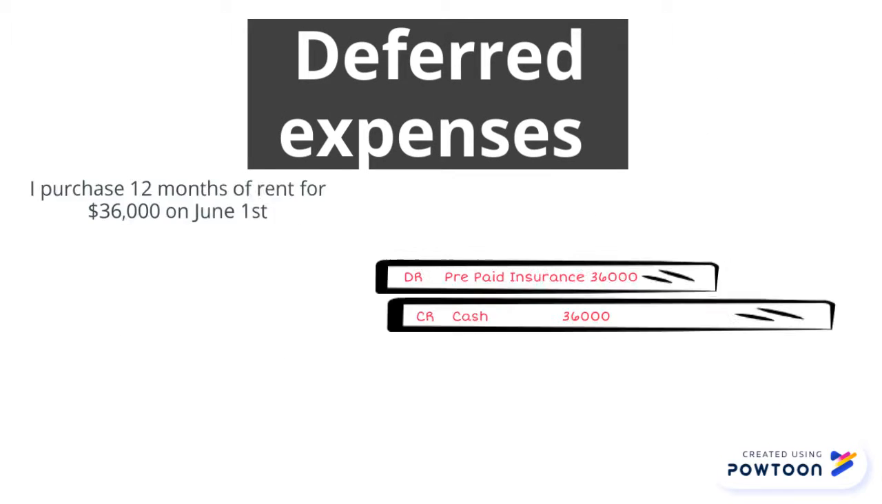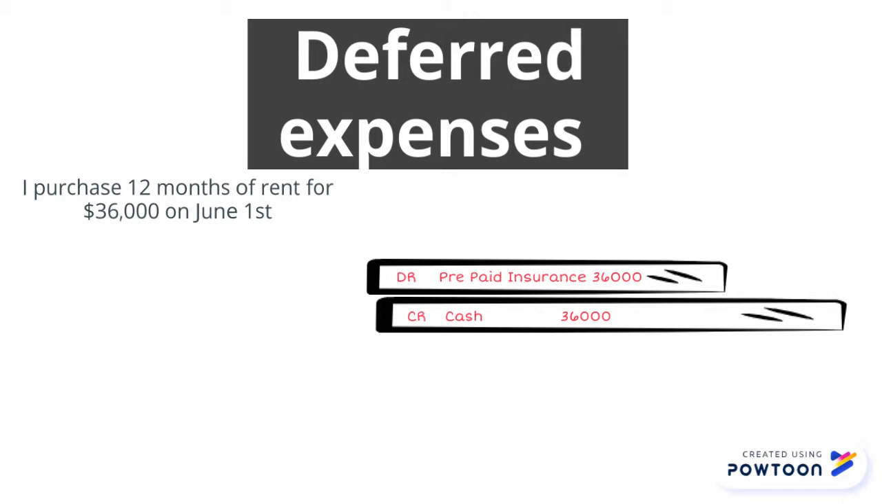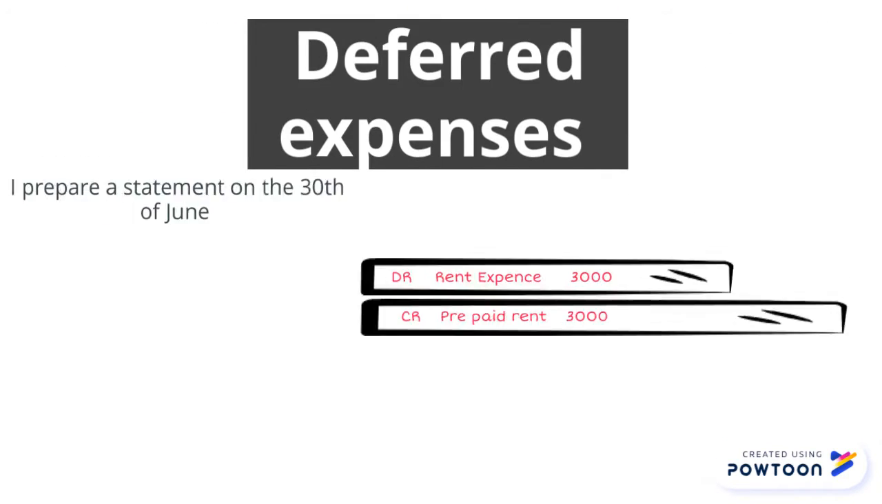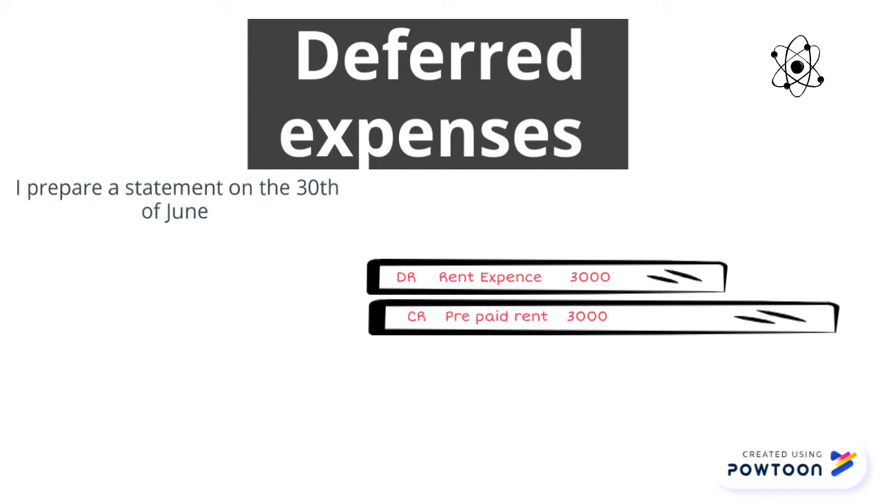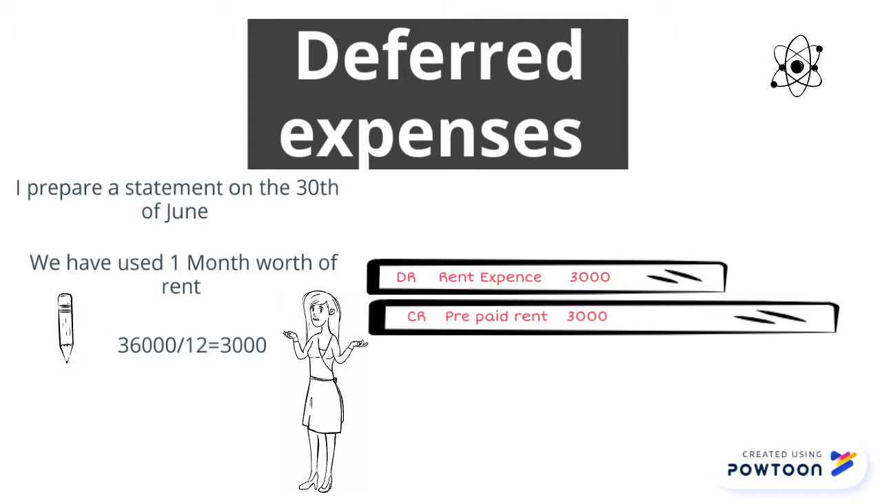Deferred expenses. Say I purchased 12 months of prepaid rent for $36,000 on the 1st of June. Prepaid rent goes up $36,000 debited, and cash goes down credited $36,000. But on the 30th of June, the adjusting entry is only 1 month's worth of rent, which is $3,000. So rent expense goes up $3,000 and prepaid rent goes down $3,000.